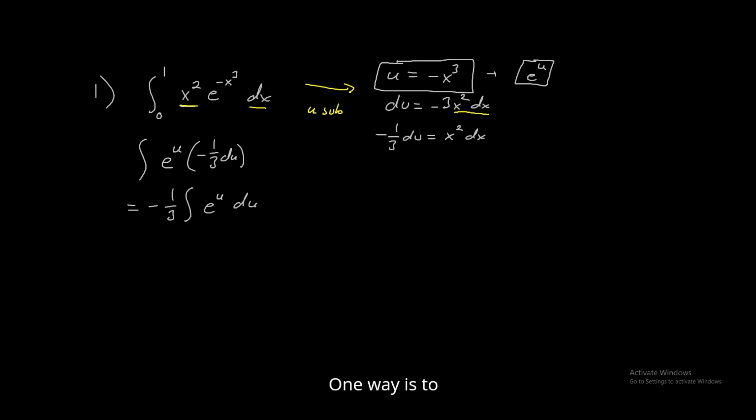One way is to just evaluate this integral for u. Then once we're done, we can plug this term up here back in so that we have it in terms of x, and then we can use our original bounds of integration. That works perfectly fine. The other way that we can do this is changing our bounds of integration so that they fit with u. So let's go ahead and do both of these. Our first way, we'll just solve for u, then I'll plug back in for x, and we'll use our original bounds of integration.